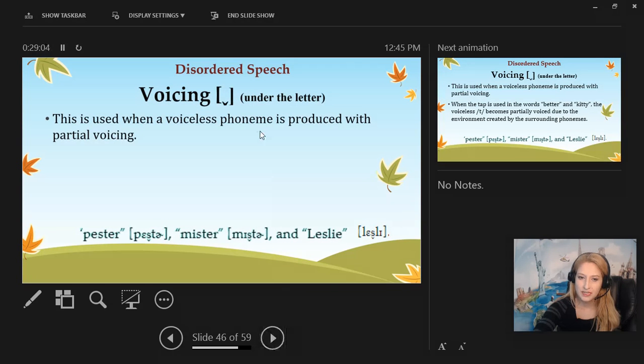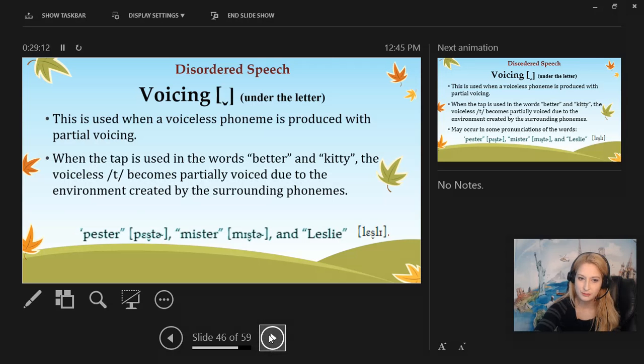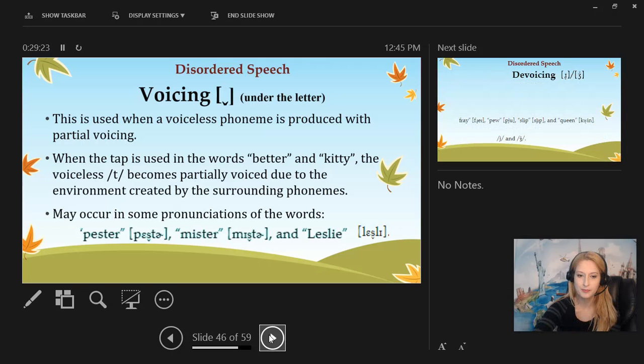Okay, so voicing, this little mark is put under the letter. This is used when a voiceless phoneme is produced with partial voicing. When the tap is used in the words better and kitty, the voiceless T becomes partially voiced due to the environment created by the surrounding phonemes. It may occur in some pronunciation of the words pester, mister, and Leslie.